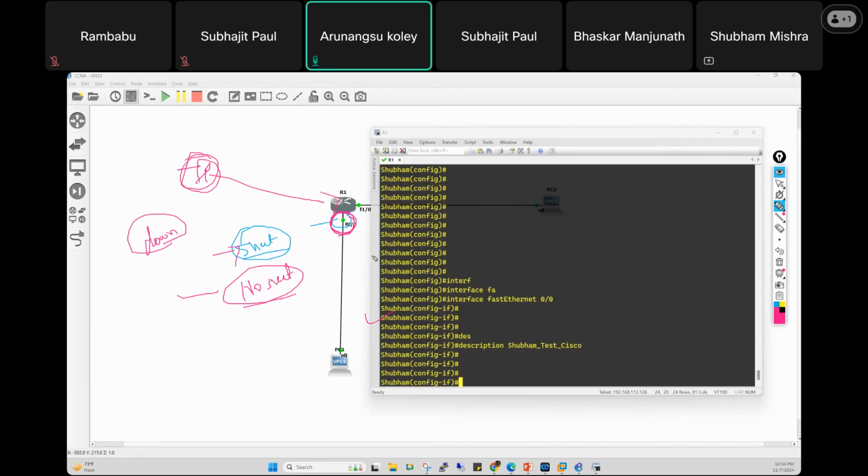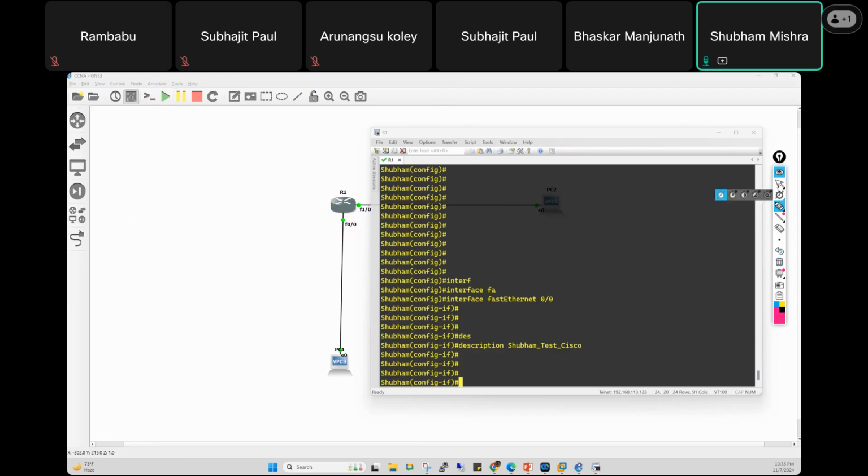We are writing shut or no shut. To whom do you shut or no shut? You shut or no shut the interface, not the router. Because I just switched on the router here. The router is on, but the interface is down. That's the reason you need to write the shut or no shut command to turn the interface on or off. That's all. I hope it's clear to all of you what the use of interface configuration mode is.